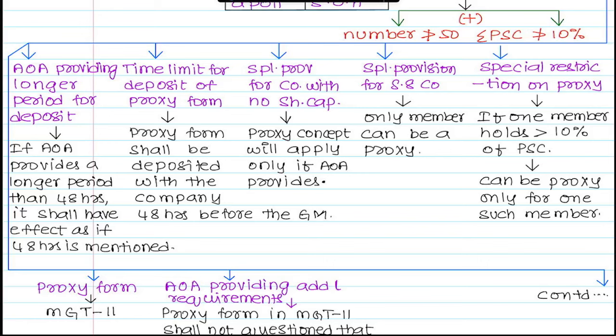A proxy can vote only by poll, not by show of hands. Poll voting depends on the number of shares held, not on the person. If the company doesn't have share capital, then what is the use of the proxy? He will just come, sit, have breakfast, listen to what is happening and leave. Therefore, if it is a company not having share capital, the articles should clearly say there is a proxy concept. Then only proxies can be appointed.